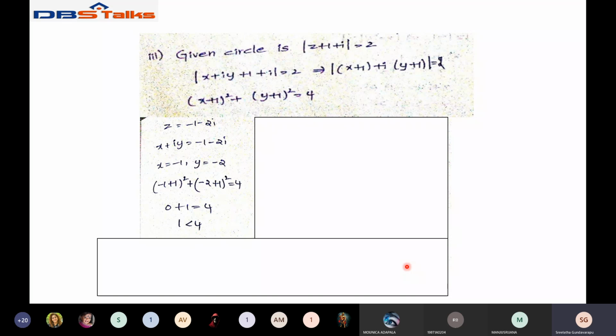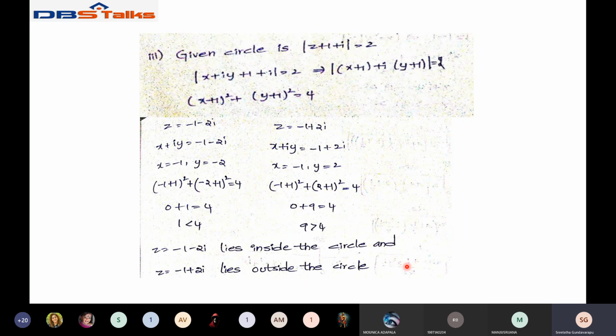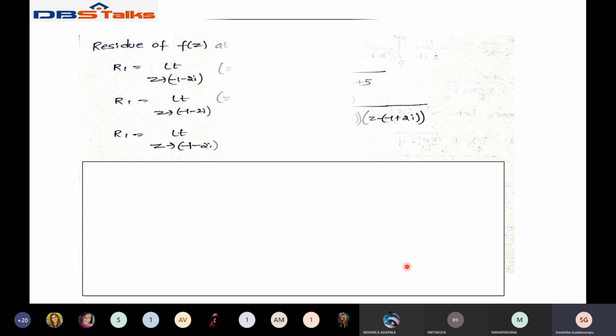So the poles are, first pole is z equal to minus 1 minus 2i. Here x is minus 1 and y is minus 2. Substitute these values in the circle, we get 1 less than 4. The second pole is z equal to minus 1 plus 2i. X is minus 1, y equal to 2. Substitute in the circle equation, we get 9 greater than 4. So the pole z equal to minus 1 minus 2i lies inside the circle, and the pole z equal to minus 1 plus 2i is outside the circle.